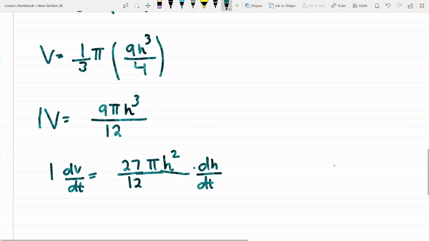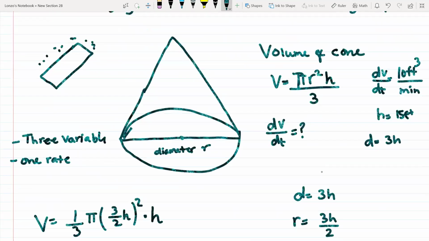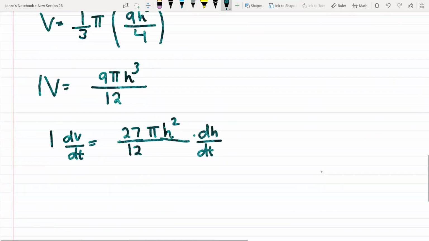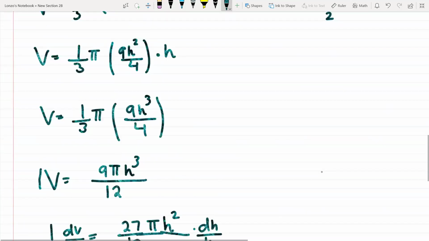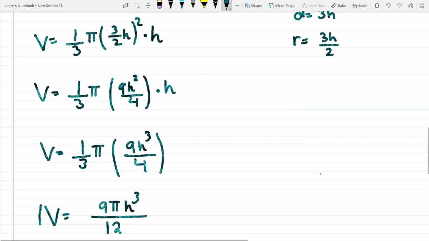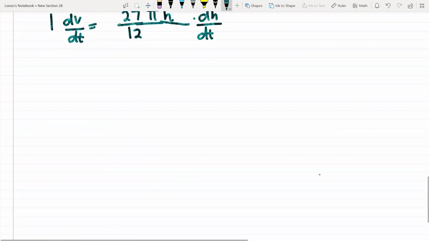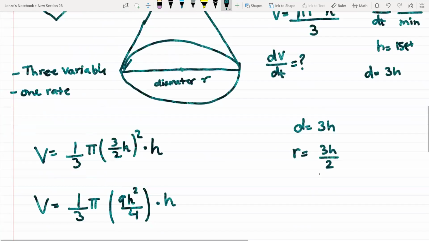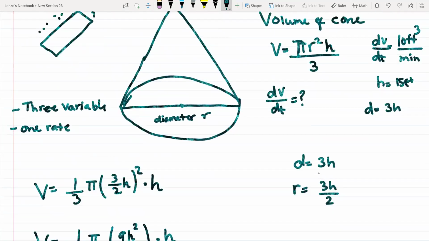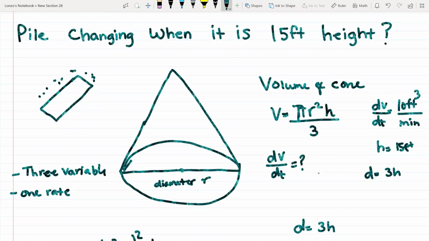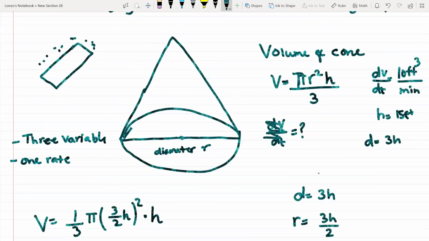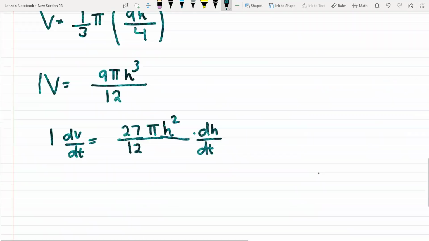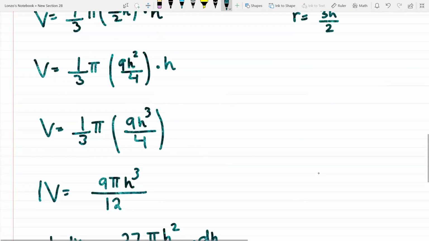Okay, so if we go back to our problem, what are we trying to solve? We are trying to solve for dv dt, and we have dh dt, and we said our height is 15 feet. So wait, are we trying dv dt? No, I take that back. We're not trying to find dv dt, we're trying to solve for dh dt. Because we already have dv dt, so yeah, that's what we're trying to find, dh dt.